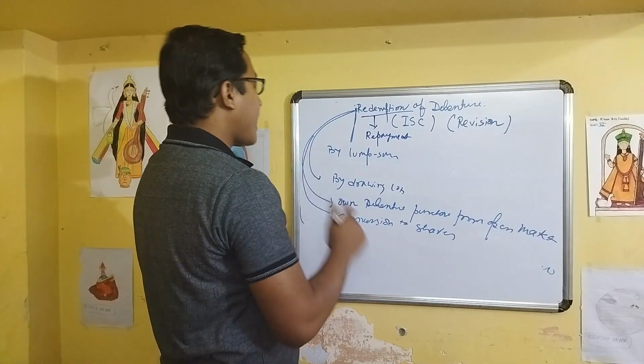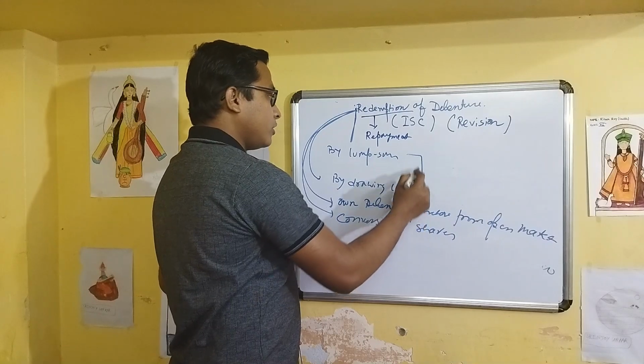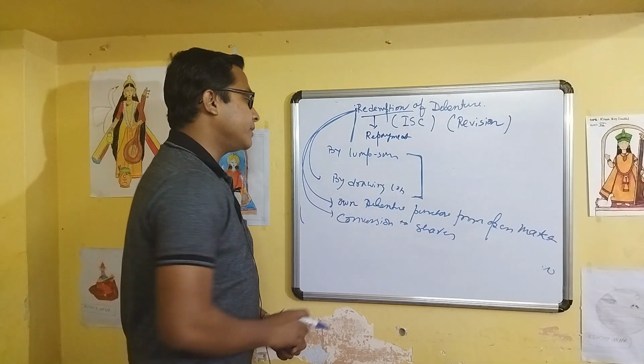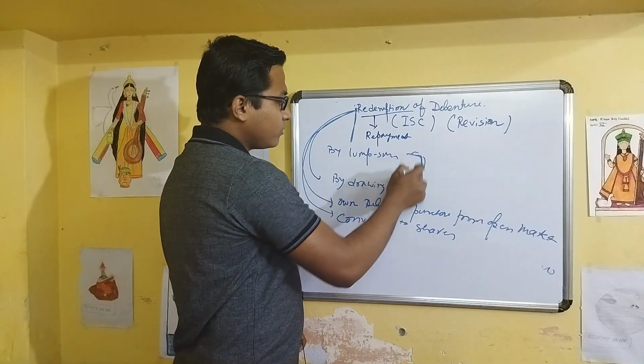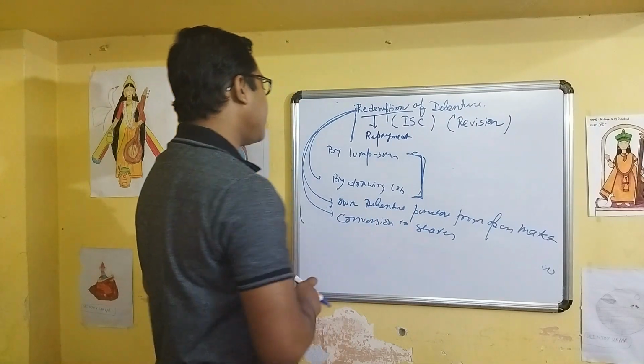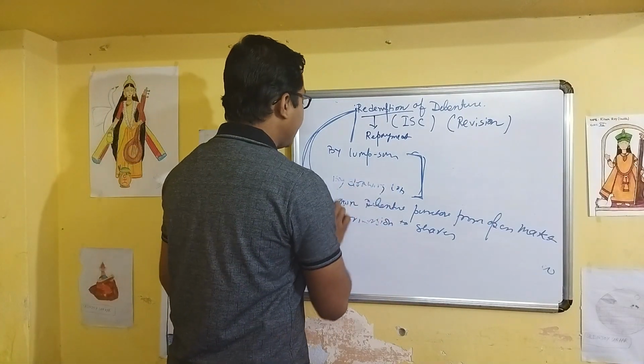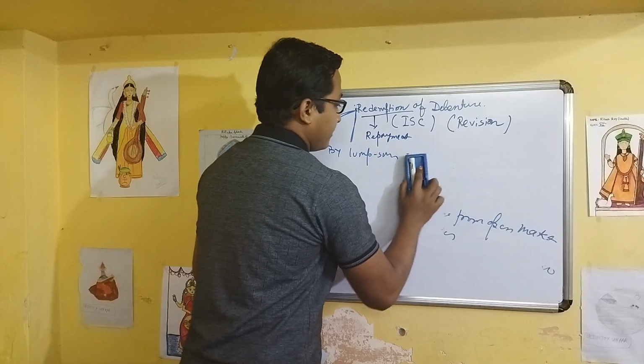So I am here to discuss about the first two methods for this class. This is by lump sum or drawing lot. These two methods are similar, but in drawing lot some different journal entries are made. So let's start with the first topic, by lump sum. What is the meaning of lump sum?